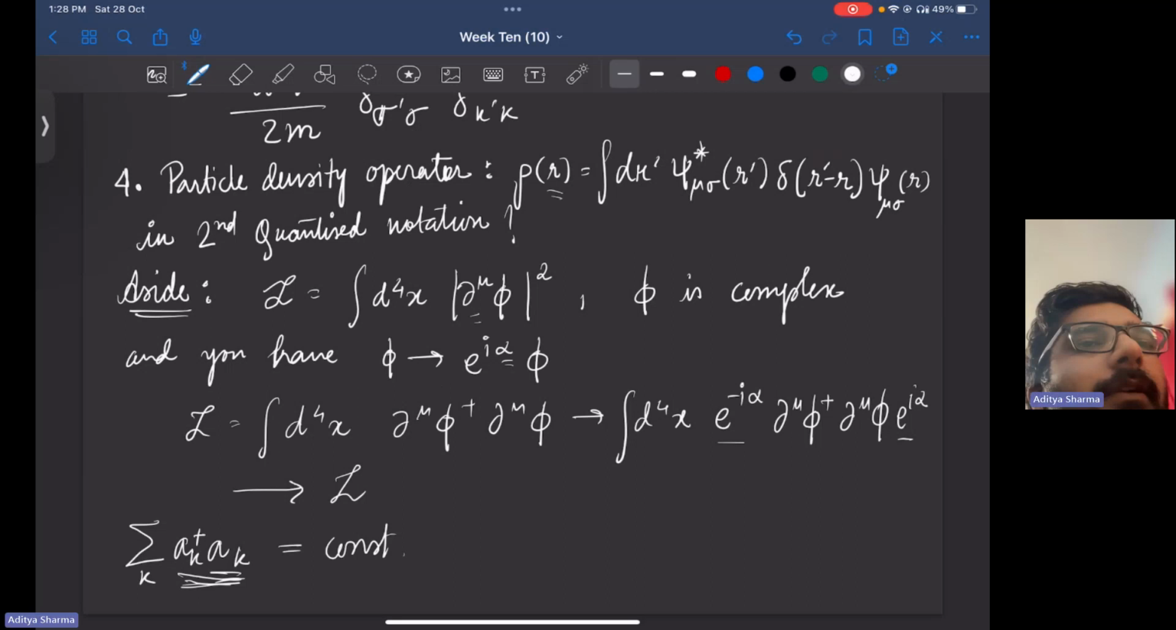The reason I'm saying this is because sometimes it's written like this, and if it's not in the quantized notation, it is something like psi dagger psi is constant, the integral of this. So this particle density operator is closely related to it. It's at some position, because you can see that psi dagger and psi have to be at the same position, right?